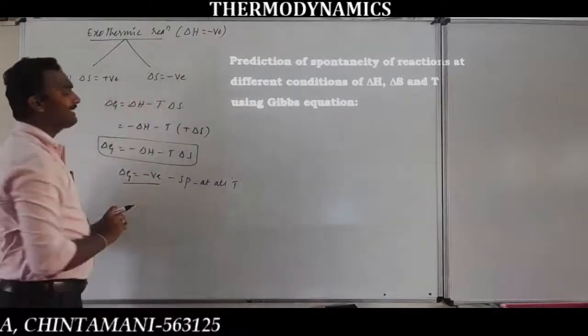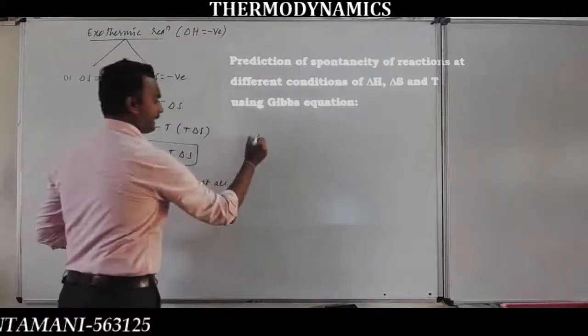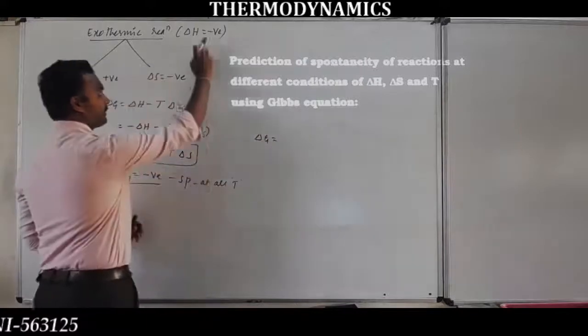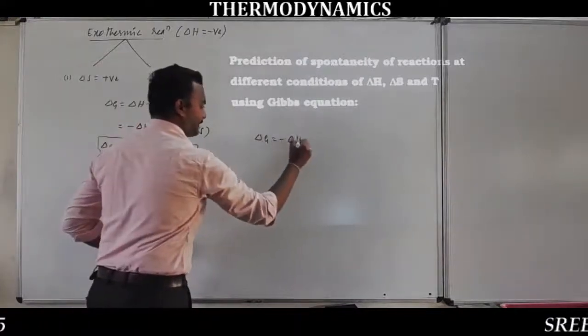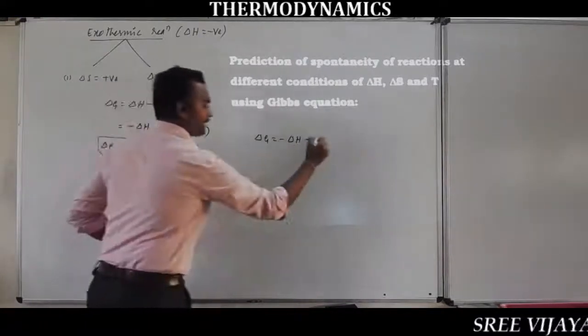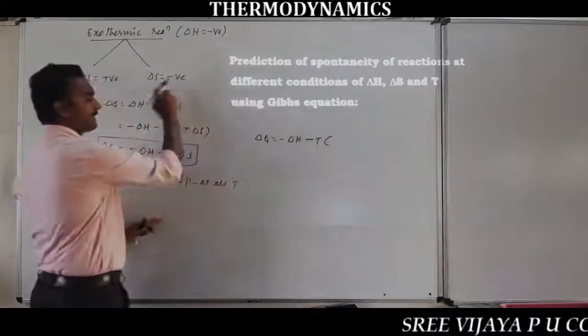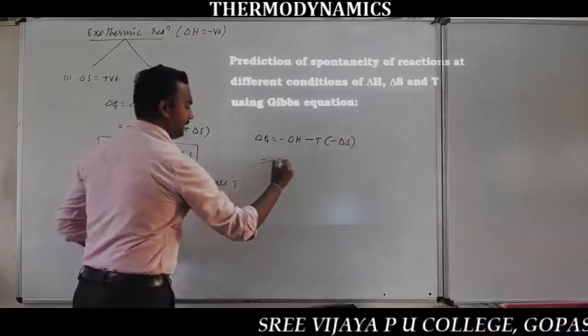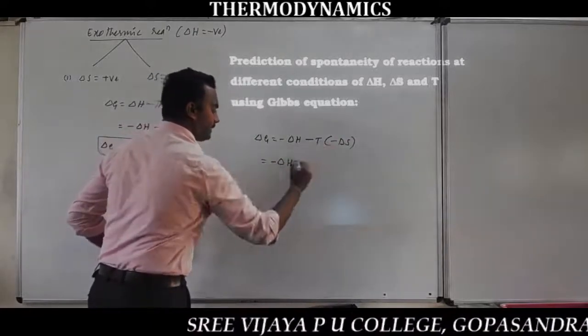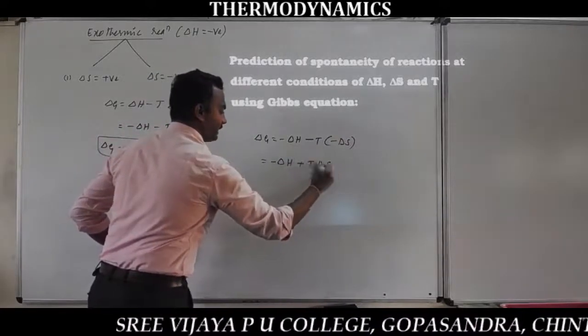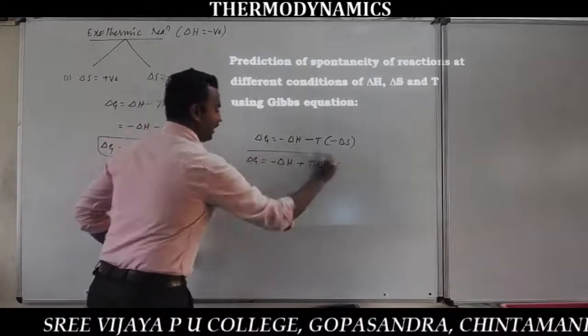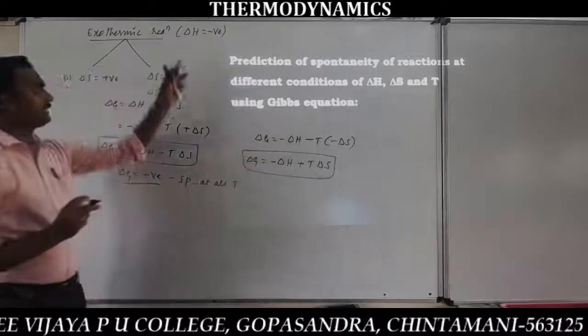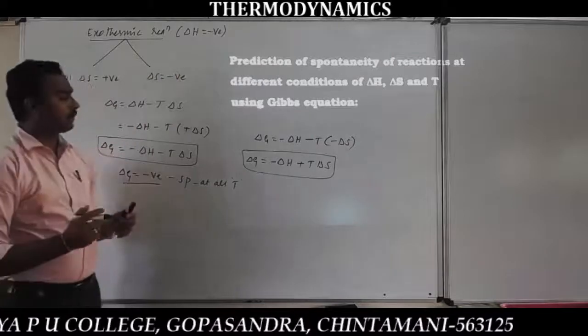That is the one condition. Second one, what happens when we take delta S negative? So delta G is equal to delta H, which is negative, so minus delta H minus T into delta S. Delta S is negative, so minus into minus gives plus T delta S. That is the equation under the condition of exothermic, delta H negative and delta S also negative.